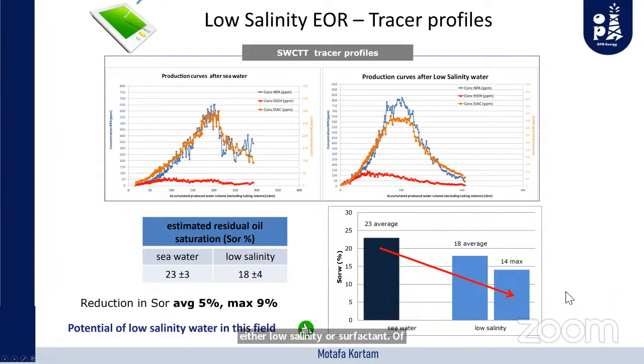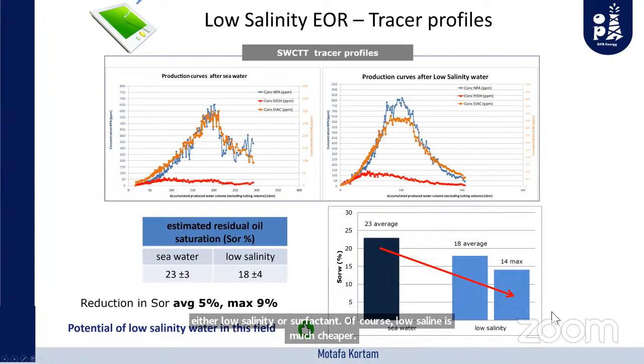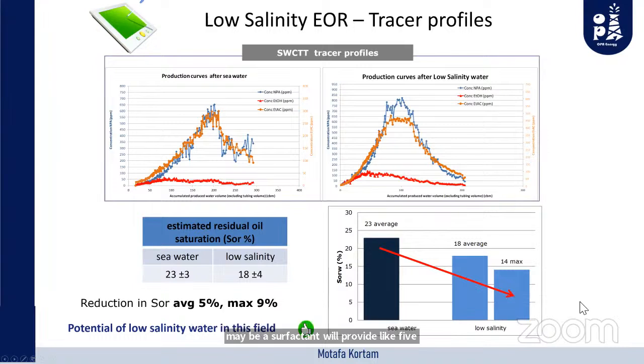Maybe the surfactant will provide something like 5, as the residual oil might go down to 5. So at that moment, it will provide an incremental and greater reduction in residual oil, so it will be highly potential. So that is the sequence of the single well tracer test.